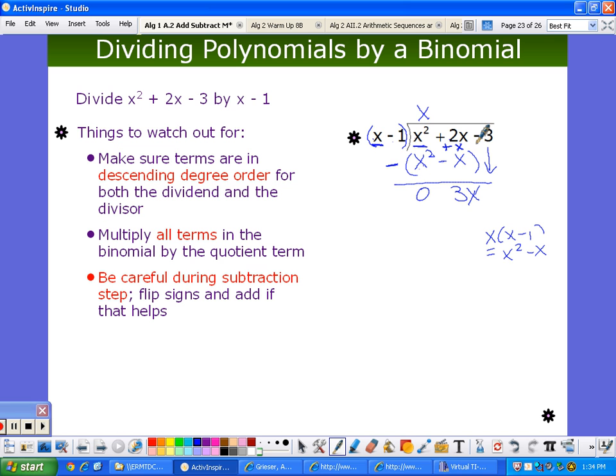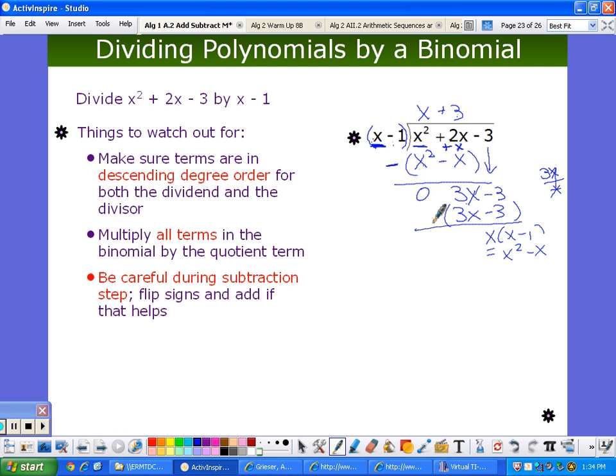Once you do that, we bring down. This is a minus 3. There's a minus there. And then again, we just look at the x. X times what is 3x? If you're stuck with that, just put 3x over x. So x times what is 3x? 3. Now we multiply that. 3 times x is 3x. 3 times negative 1, that's minus 3.